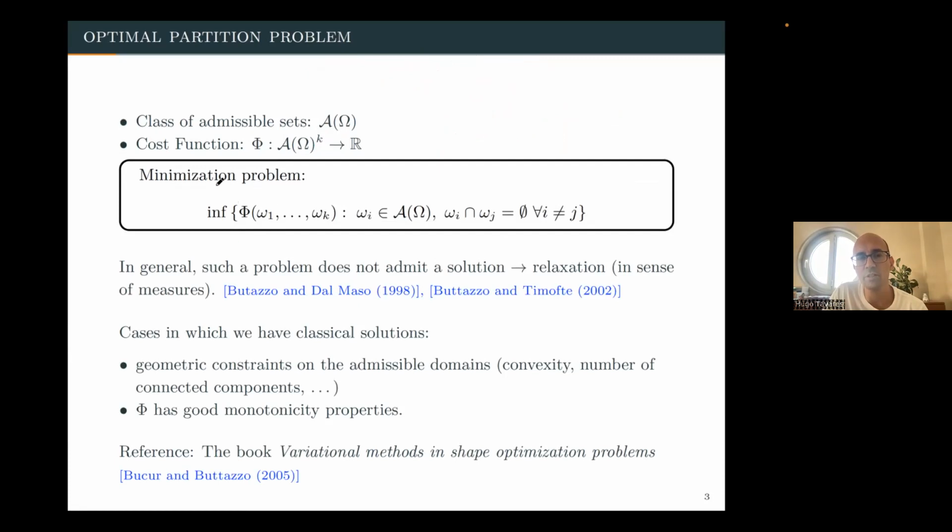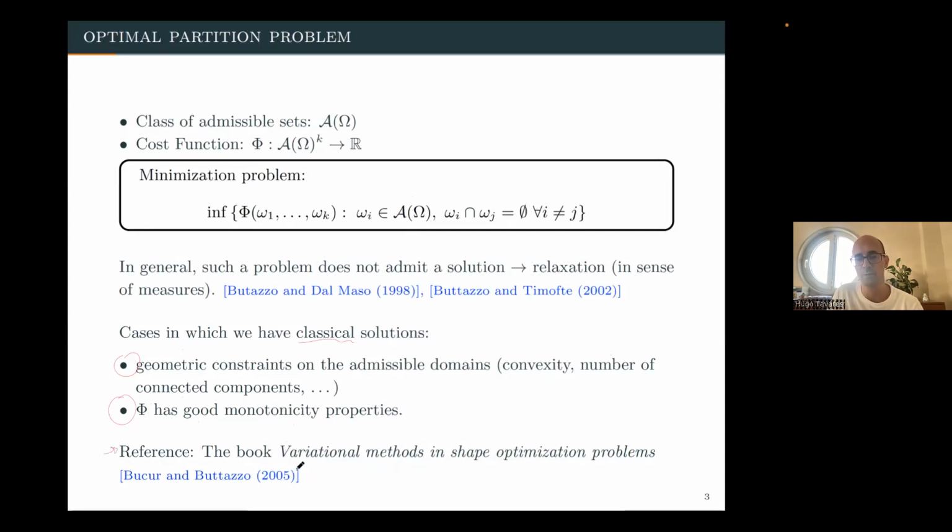So the very general results typically are not with sets. You have to relax the notion of solution, not being only sets, but asking that your solutions are measures. You can go back to the works by Buttazzo and Dal Maso, and Buttazzo and Timofte. And then, of course, what people do is focus on particular classes of cost functionals where you can really have a classical solution, meaning a set, in your admissible class. Things work out in a better way if you either impose geometric conditions like convexity, limiting the number of connected components, or if phi has good monotonicity properties.